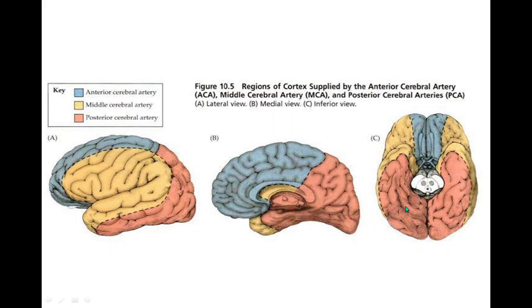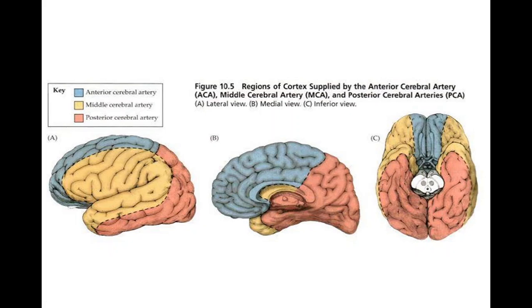So this is the territory of these three vessels: middle, anterior, and posterior cerebral artery. These three diagrams are very important. Maybe line diagrams are there in some of the textbooks. You try to practice them, to explain the territories of the anterior, middle, and posterior cerebral arteries.